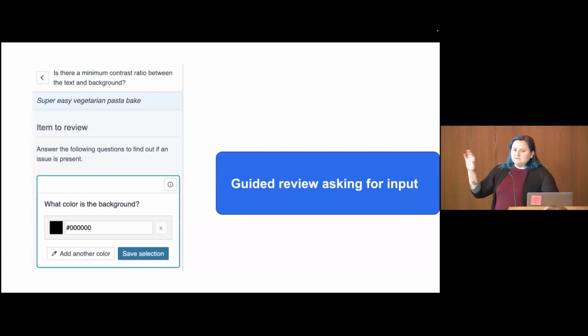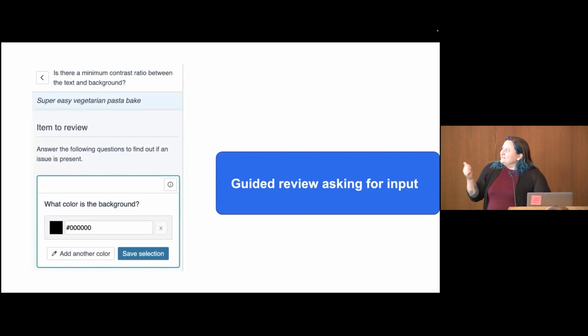So what happens when you click into one of these potential issue reviews is we take you through what we call a guided review process. The issue here is their minimum contrast ratio between text and background. That text was identified as super easy vegetarian pasta bake. That's fun.